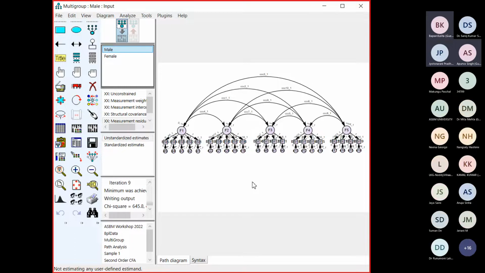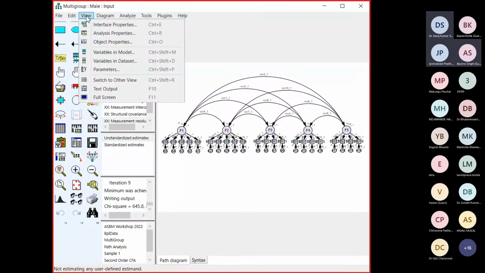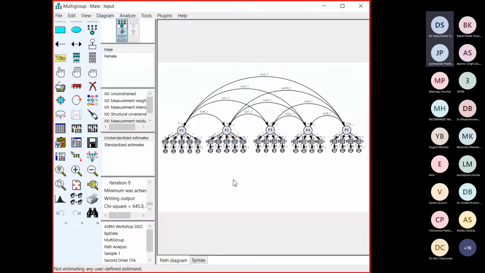Yes, sir. Done, sir. Then go to the output icon. You have not done the operation, sir. Go to the output. Yes, sir. What output do you require?